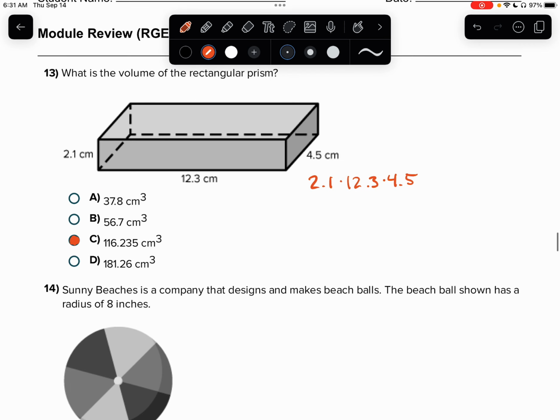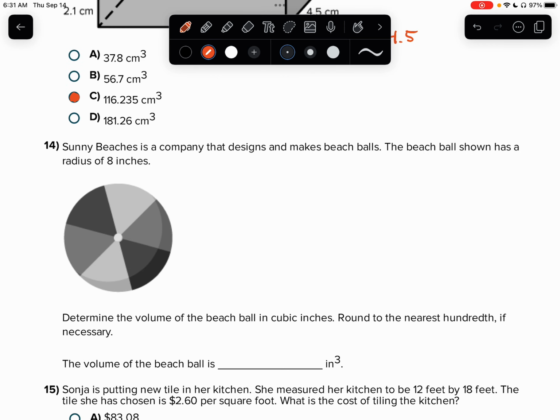Okay, moving on. Sunny Beaches is a company that designs and makes beach balls. The beach ball shown has a radius of 8 inches. So here's that radius. Let me make that a little bit bigger. Here's that radius. This is 8 inches.